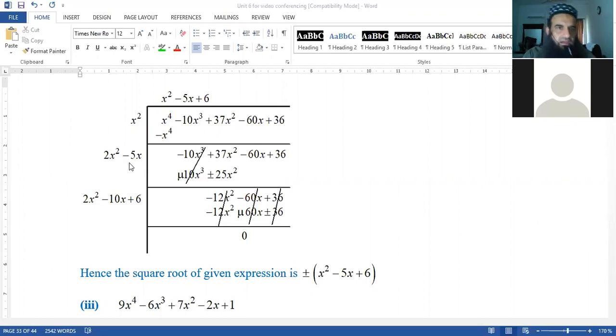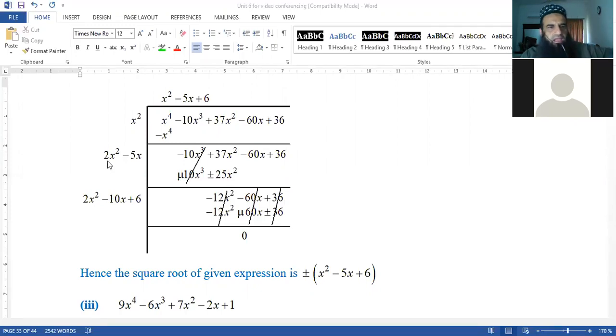One in the answer where you normally write the answer, and one with itself, 2x² will be accompanied by minus 5x. So it will become minus 5x, 2x² and minus 5x will be multiplied together, so it will become 10x³ and 25x². We will change the signs, it will become minus 12x² minus 60x plus 36.